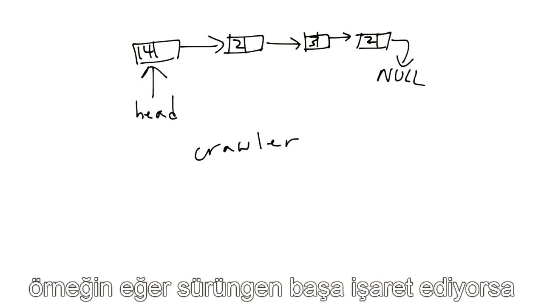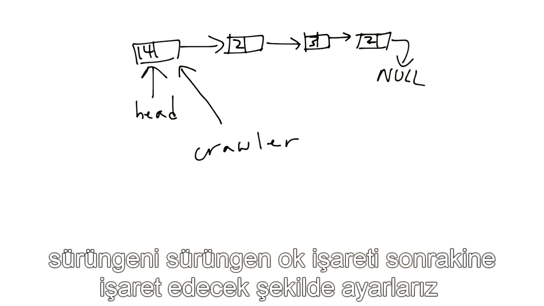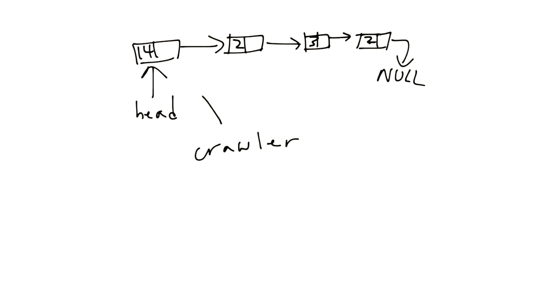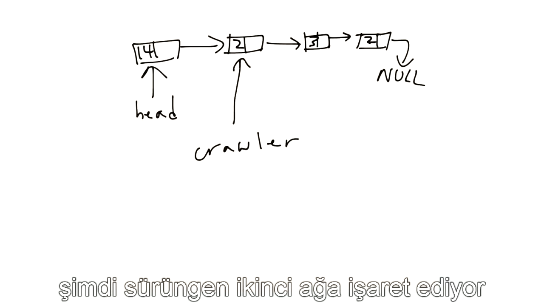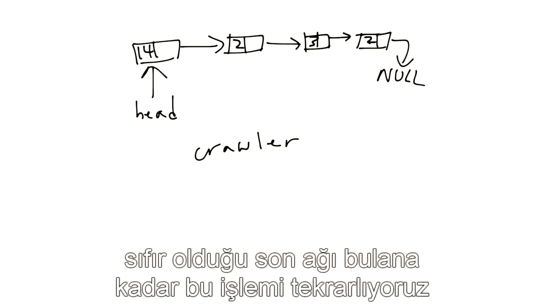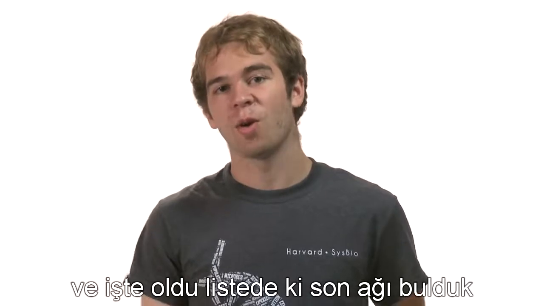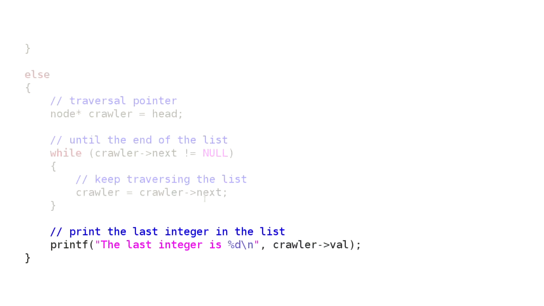So for instance, if crawler was pointing to head, we set crawler to point to crawler arrow next, which is the same as the next field of the first node. So now our crawler is pointing to the second node. And again, we repeat this with a loop until we find the last node. That is where the node's next pointer is pointing to null. And there we have it. We've found the last node in the list, and to print its value, we just use crawler arrow val.